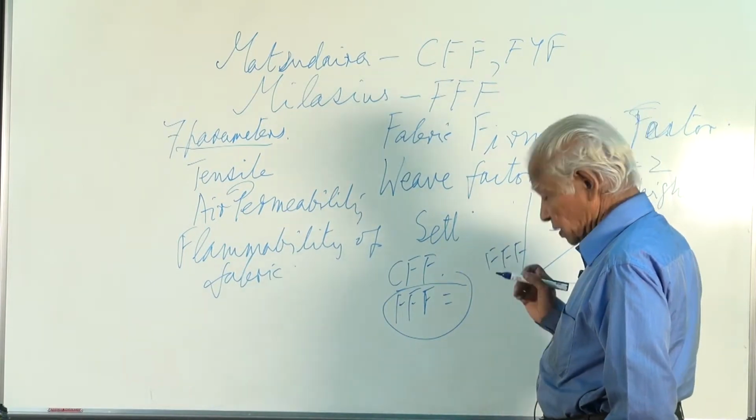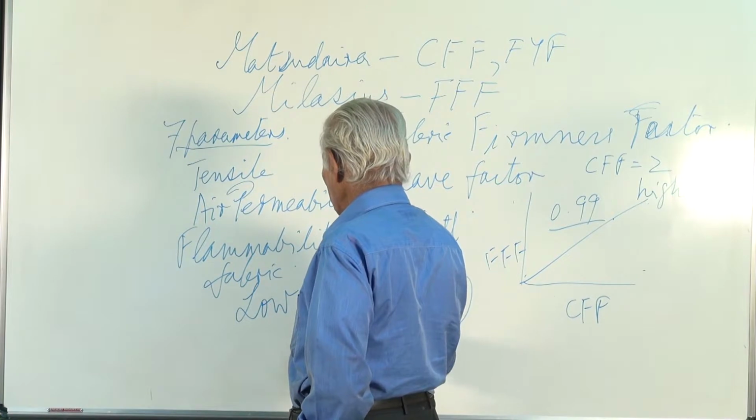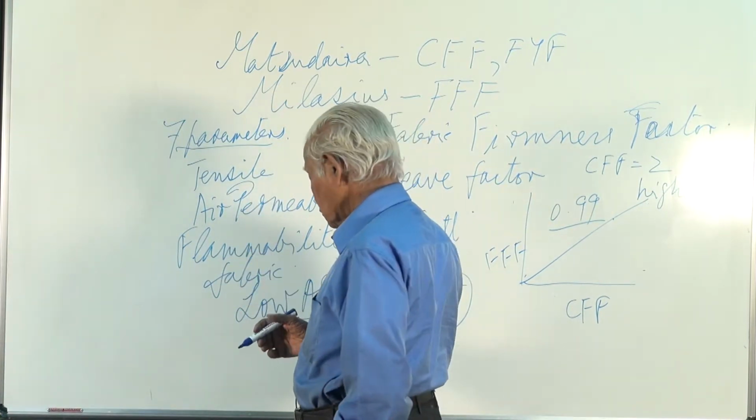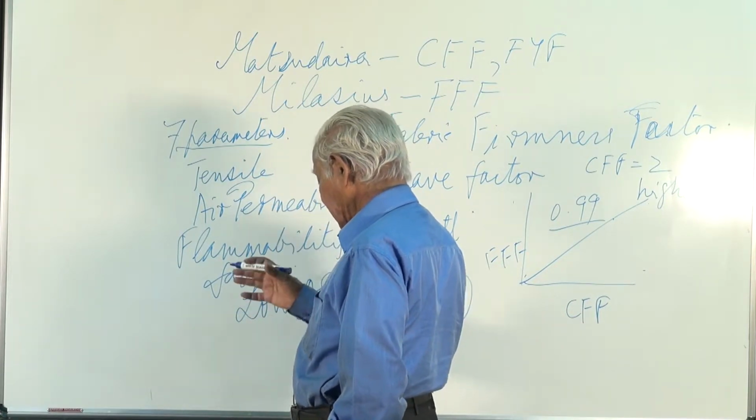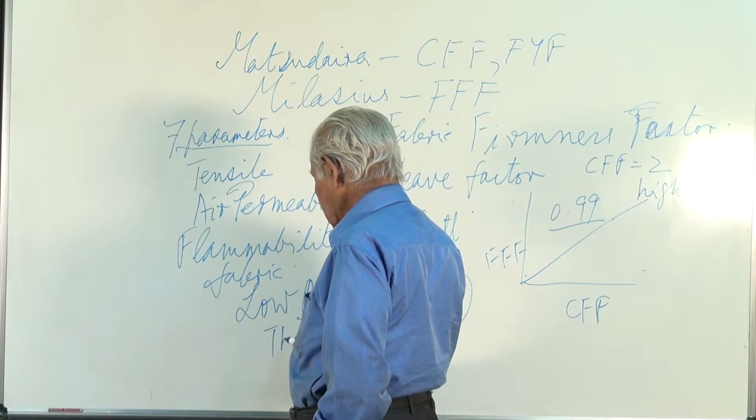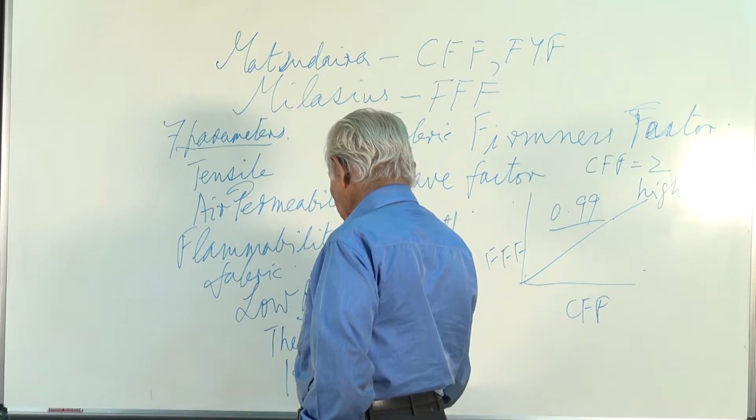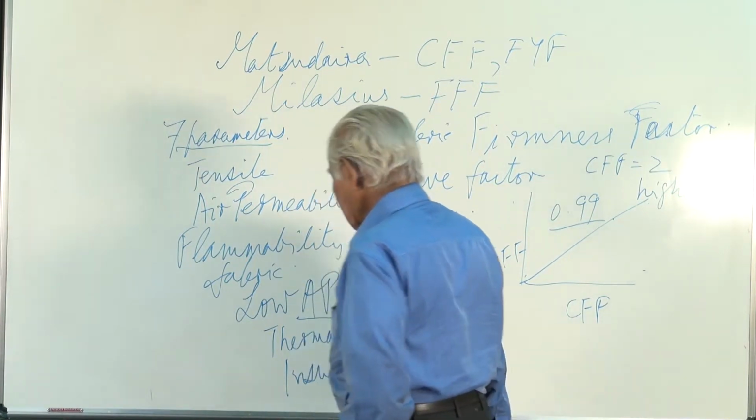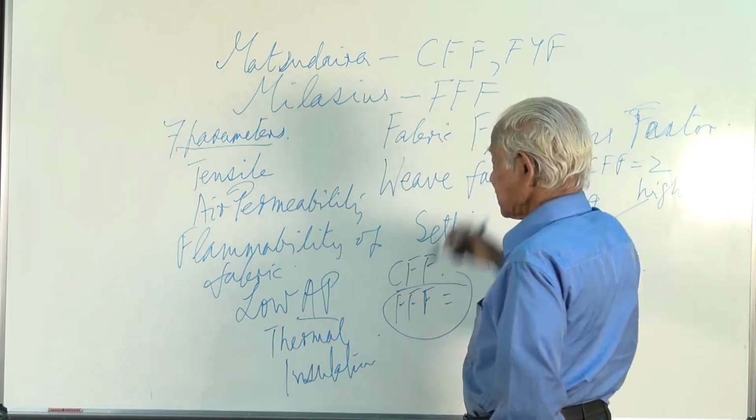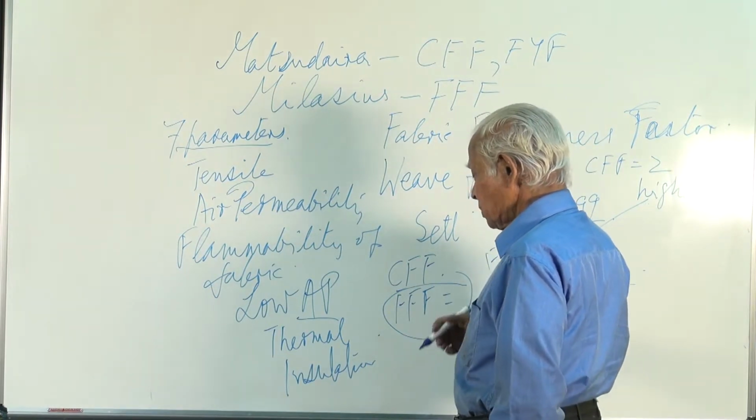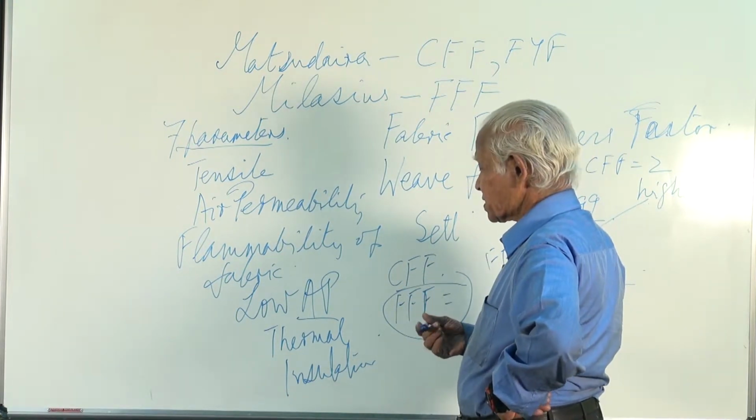Air permeability is a very important parameter because low air permeability means better thermal insulation, because it will not allow air to pass through. So the heat will not be allowed to pass through and it will be retained. So that is what is called thermal insulation. Air permeability has been found to be affected by these V parameters, namely CFF and FFF. A number of studies have been made by using these parameters for correlating them with the fabric properties.